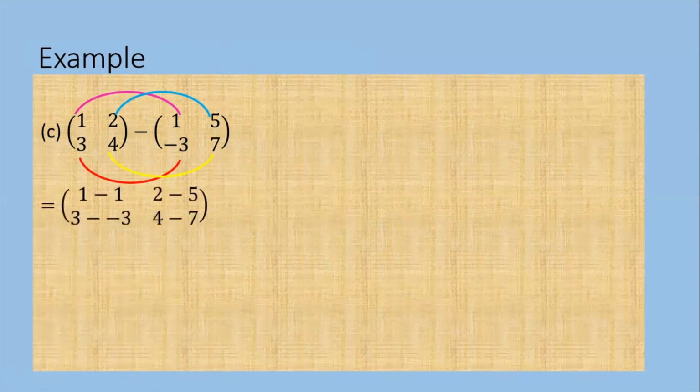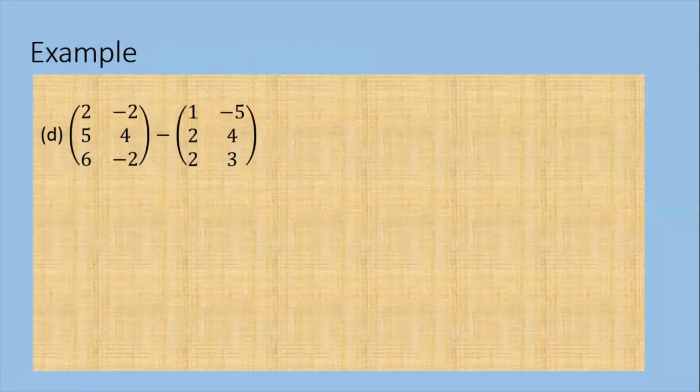So that will be 1 minus 1, 2 minus 5, 3 minus minus 3, 4 minus 7, which will give you 1 minus 1 is 0. 2 minus 5, that's minus 3. 3 minus minus 3. Remember, minus and minus is plus. So 3 plus 3 is 6. And 4 minus 7, that will give you minus 3. So this matrix, 0 minus 3, 6 minus 3 is the final answer.